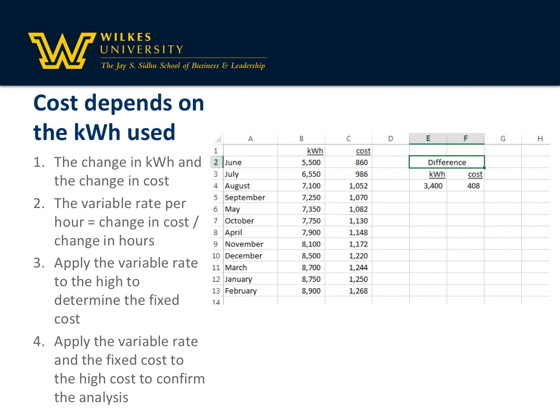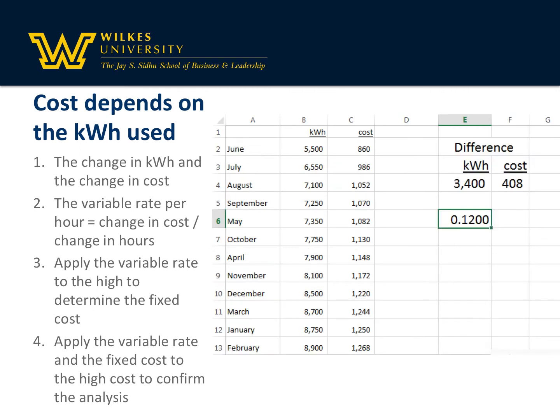So here is the change. The kilowatt hours changed 3,400 hours, and the cost changed $408. Dividing them has a variable rate of 12 cents per hour. If we go back to our formula, we can find the fixed amount.